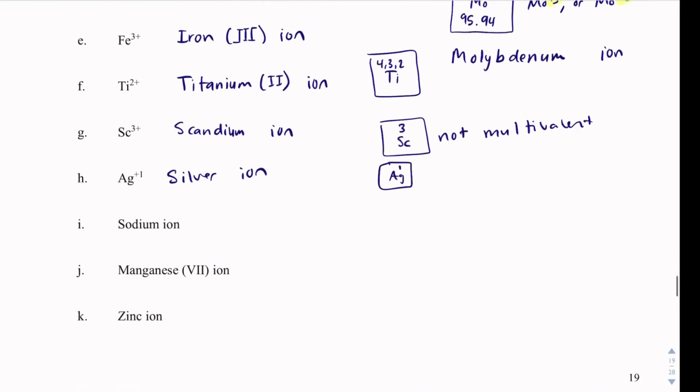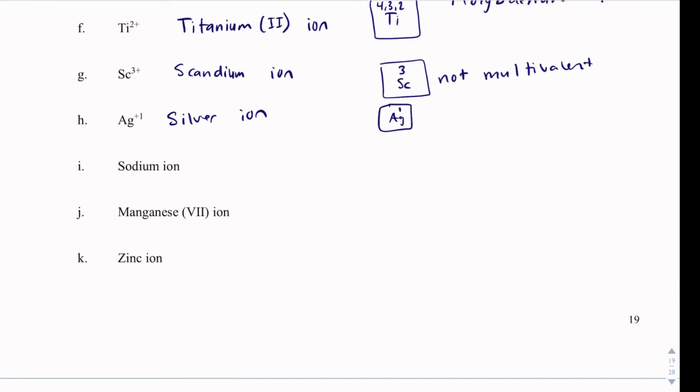Okay, let's keep rolling here. Sodium, element number 11, find it on your periodic table. We look at the charge, it's sodium +1. All alkali metals are +1 charges. Here we have manganese, that's Mn. And manganese must be multivalent because I see a Roman numeral charge, so this must be manganese +7. Now, you could also write this manganese 7+. Both are correct.